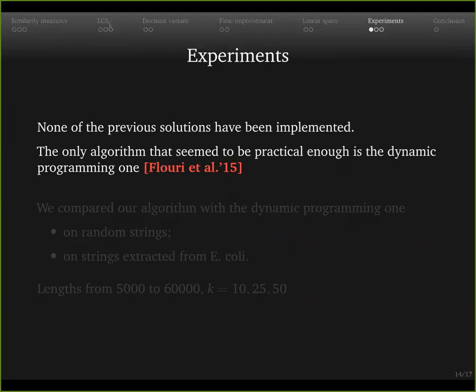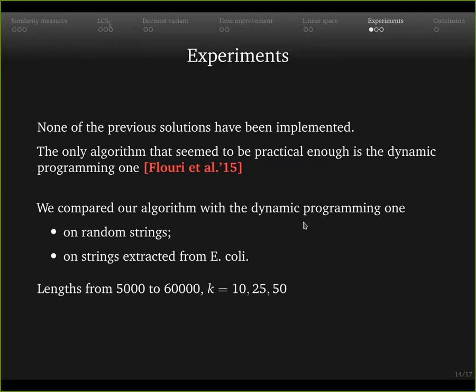We really wanted to implement some of our algorithms to have an idea of how practical they are. But none of the previous solutions had been implemented. In particular, none of the LCS approx solutions had been implemented. So the algorithm that seemed to be practical enough was the dynamic programming one by Flouri et al. We compared our algorithm with the dynamic programming one, both on random strings and on strings extracted from E. coli, of lengths ranging from 5,000 to 60,000, and k equals 10, 25, and 50.